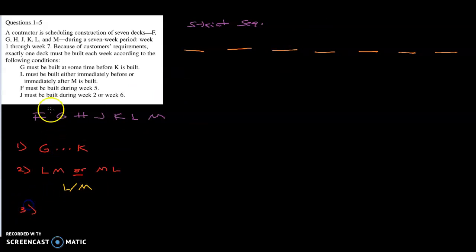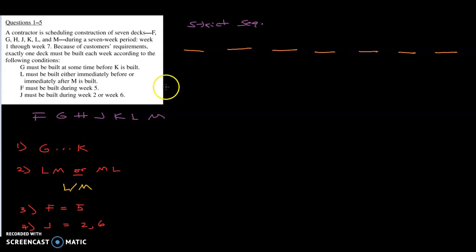All right, third, F must be built on week 5. Well, that's a pretty solid thing there. We have F equals week 5. Okay, so we know that's got to go there. Rule 4, J is either week 2 or week 6. J equals 2 or 6, one of the two.